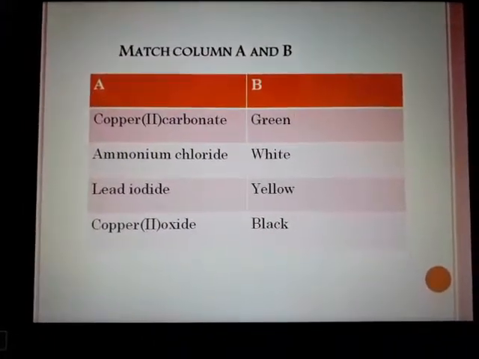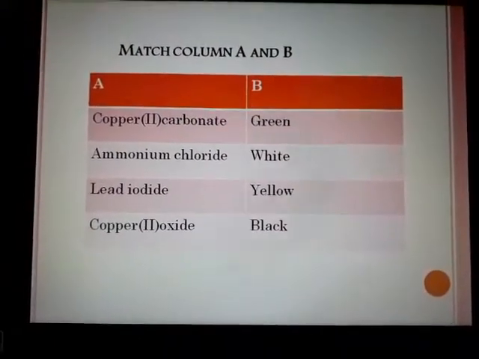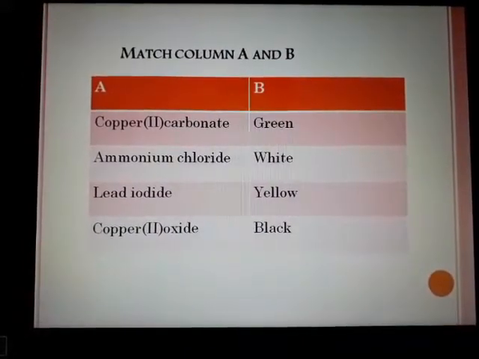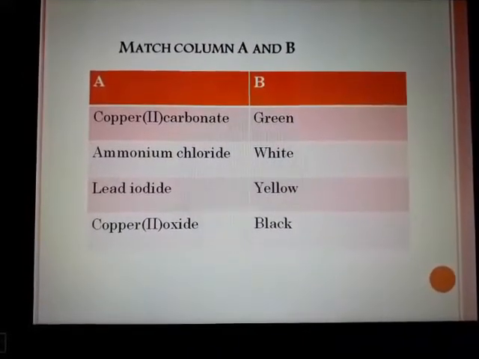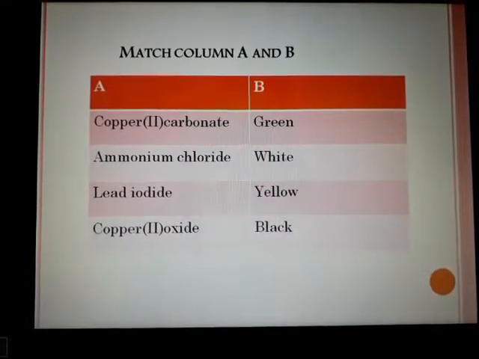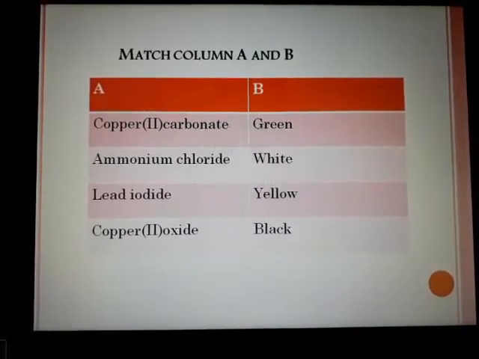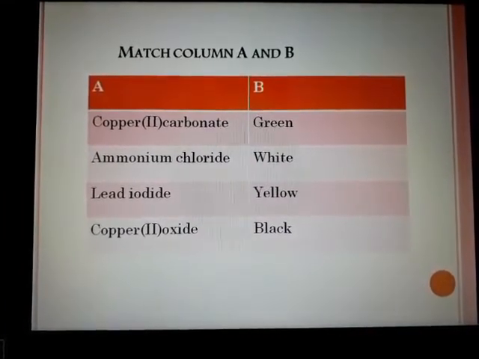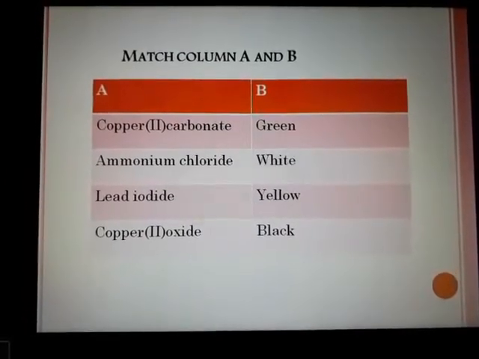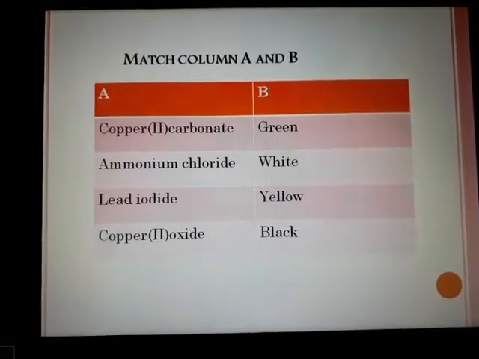Next is the match the columns. There are two columns given, A and B. In the A column some substances or chemical compounds are given, and in B a color is given, that is, which substance has what color.